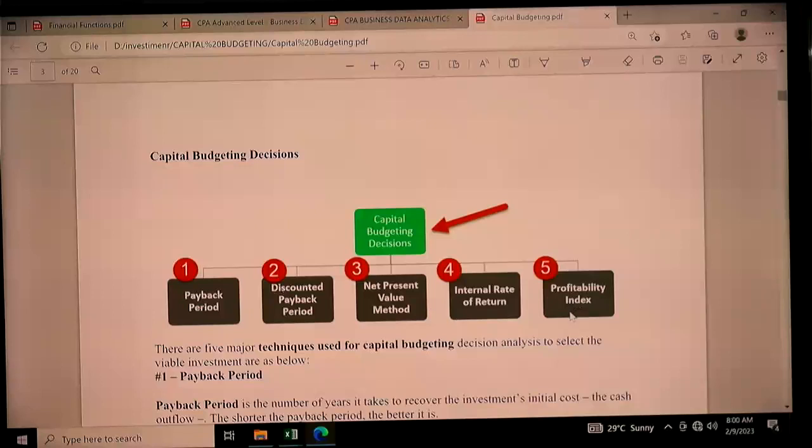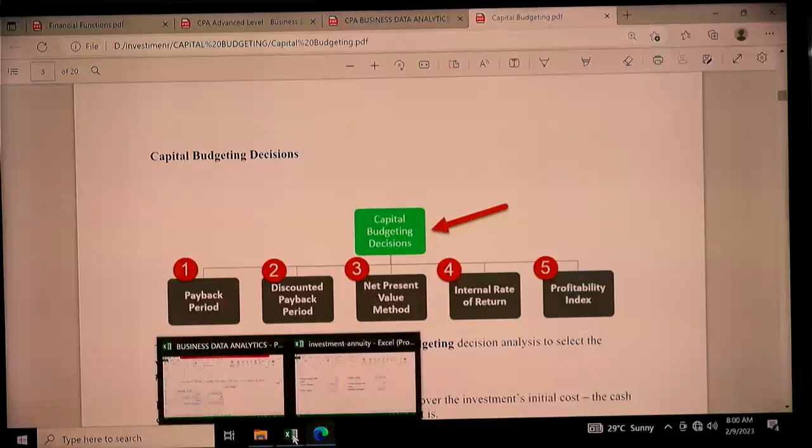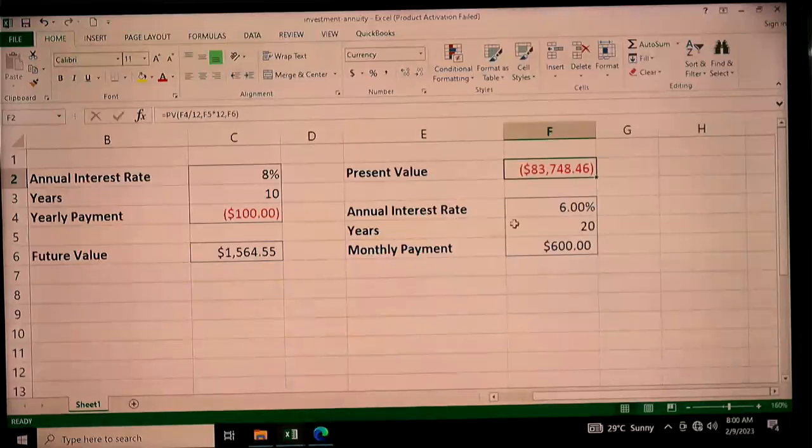Those are actually things that will help us to determine whether a project is worth investing in. So today, we are not going to check the payback period or the discounted payback. We are going to check first on the net present value. So that is what I want us to check and actually confirm whether it will help us to get this net present value.